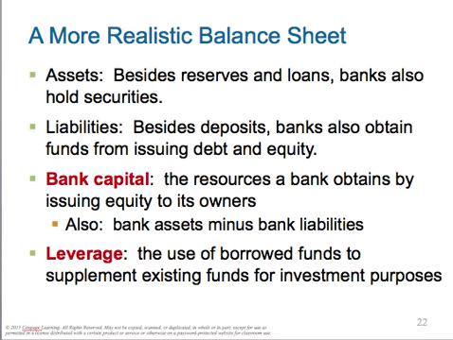So let's take a look at a more realistic balance sheet. Assets. Besides reserves and loans, banks also hold securities. Okay, they own some things that have asset value, and securities. They also have liabilities. Besides deposits, banks can also obtain funds from issuing debt and equity. Now let's take a look at bank capital, which is the resources a bank obtains by issuing equity to its owners. Also, you can look at bank assets minus bank liabilities.